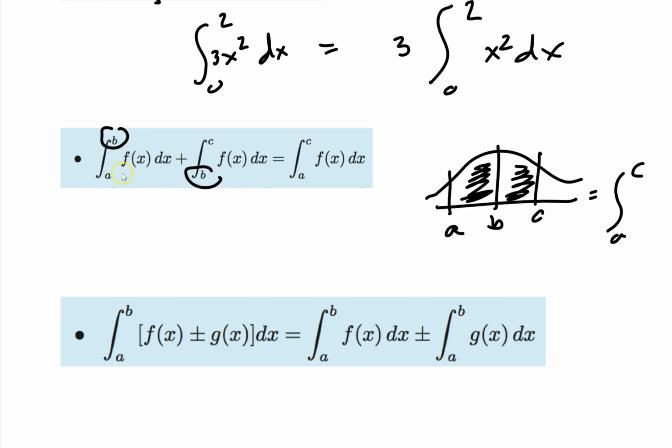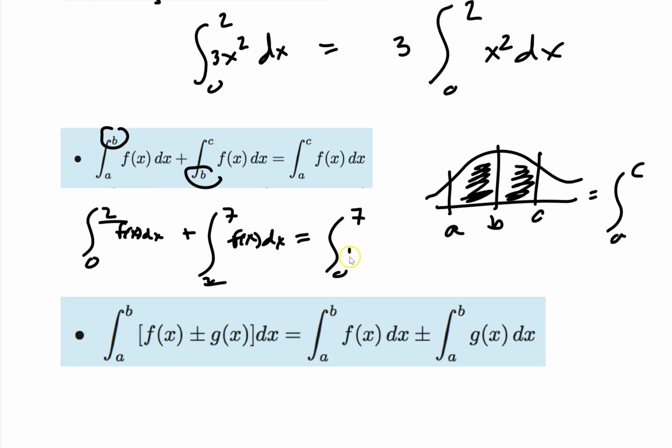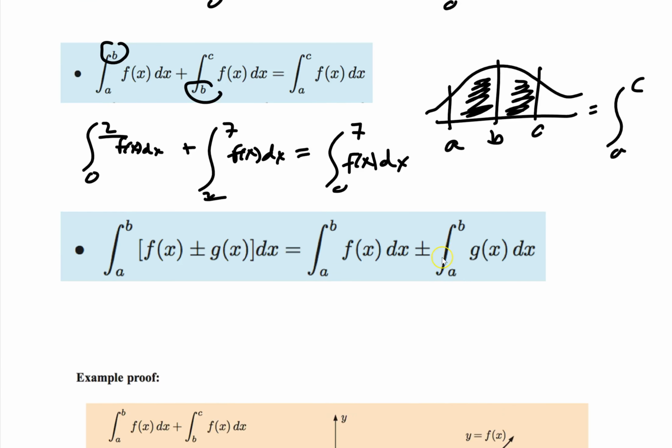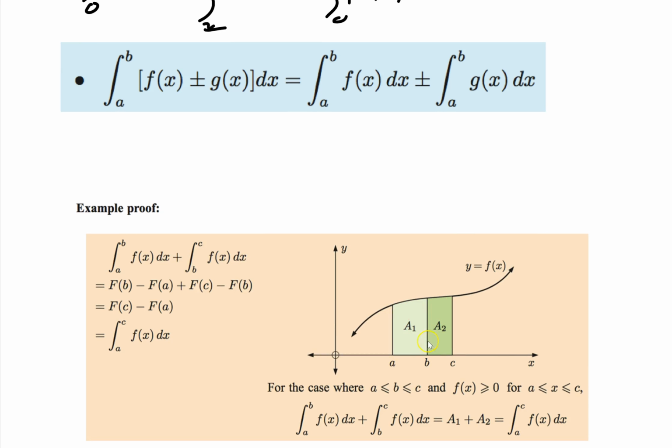So it's like the transitive property. If they connect, you just add them up. So if I say, let's integrate from 0 to 2 of f of x plus the integral from 2 to 7 of f of x, well, they match, they connect, so it equals the integral from 0 to 7. That's all that's saying. And here's a little proof of the one we did earlier. The picture's a little cleaner, but it's the same idea: A to B plus B to C equals the whole integral from A to C.